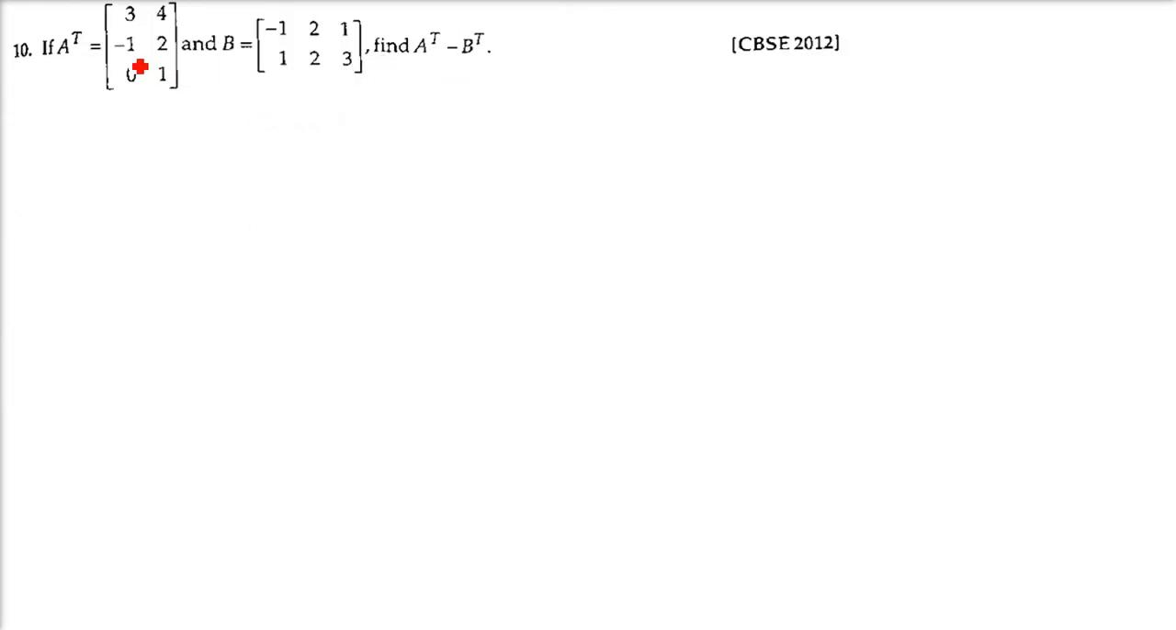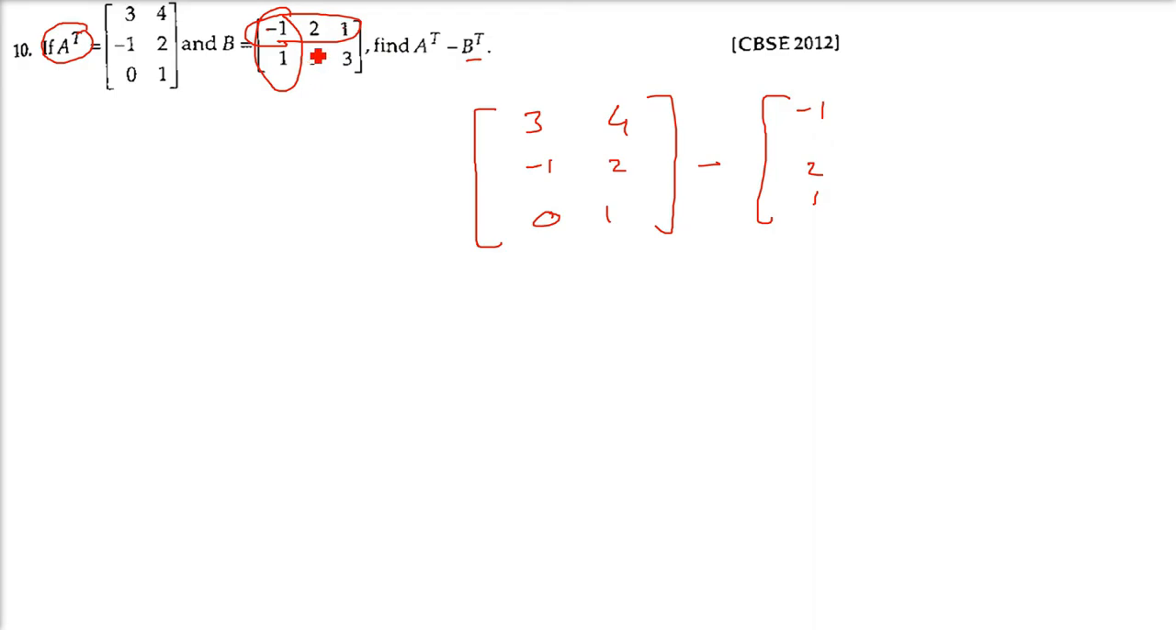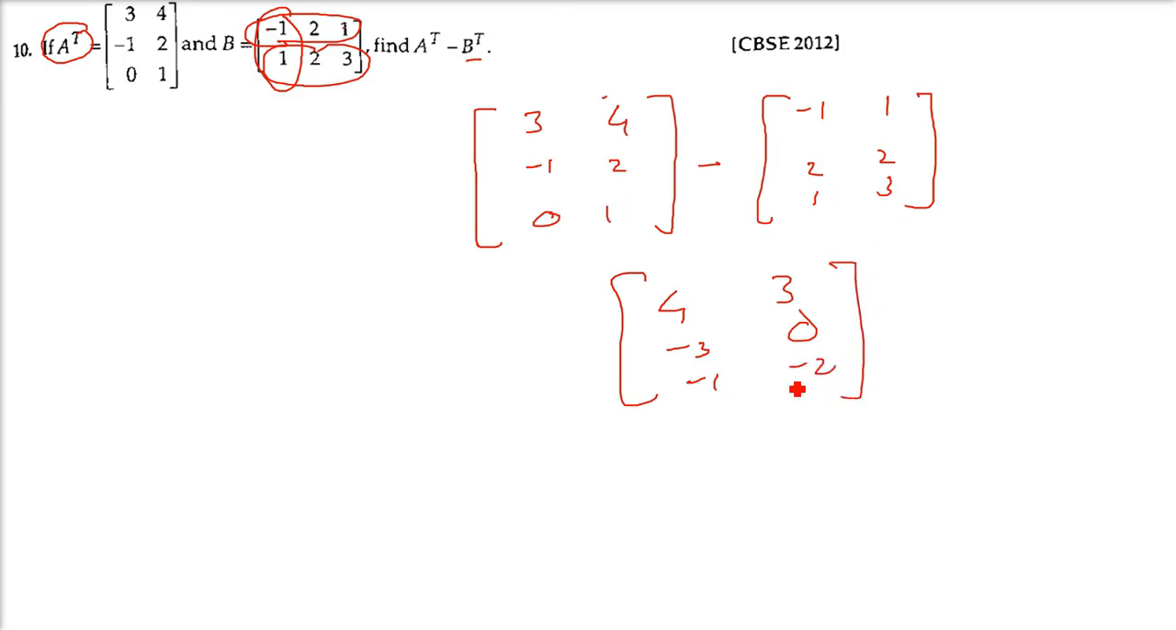Next question is a CBSE 2012 question. A transpose is already given. Let us take 3, 4, minus 1, 2, 0, 1. This is already given, A transpose. Now let us take the transpose of B, so row will become column. Minus 1, 2, 1 will become 1, 2, 3. And then subtract it. 3 minus of minus 1 is 4. 4 minus 1 is 3. Minus 1 minus 2 is minus 3. 2 minus 2 is 0. 0 minus 1 is negative 1. 1 minus 3 is negative 2. So this is your final answer.